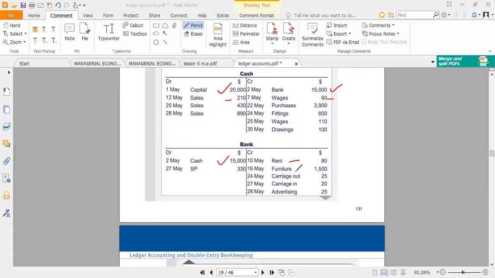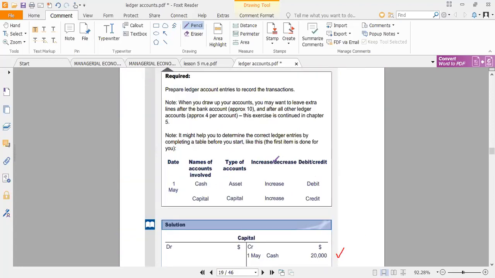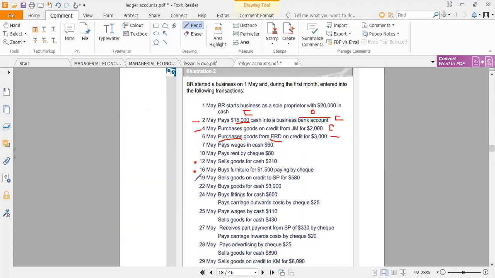So under bank, we put furniture, 1.5. Then we go to the furniture account. We are receiving from the bank. Okay, you're coming up so well. Let's continue. Agatha, 19 and 22. Chaka, 24 and 25.